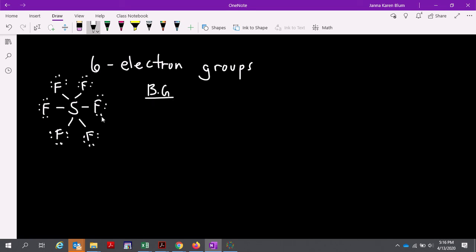So bonding groups, 6, lone pairs, again, central atom, 0. And this is my octahedral geometry. And I like to draw that like this, just really simple. All 90-degree angles here. Octahedron.